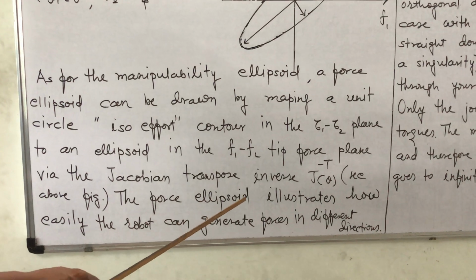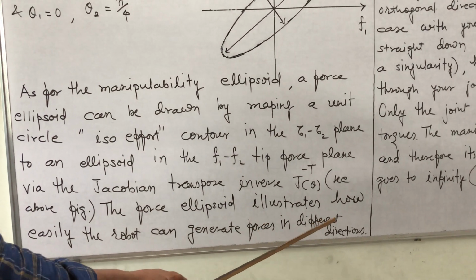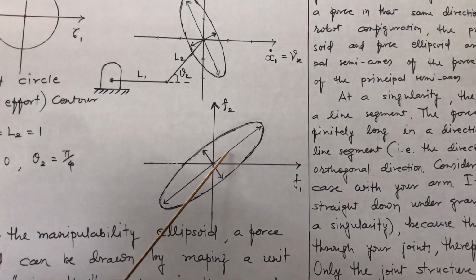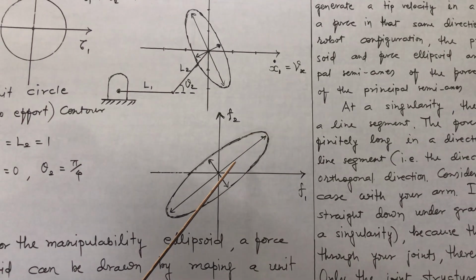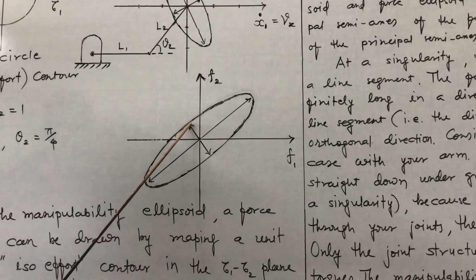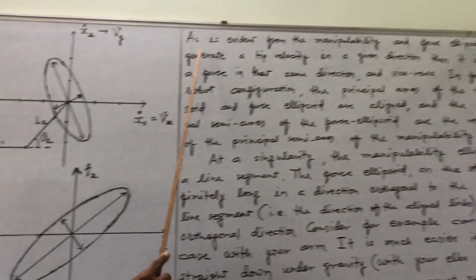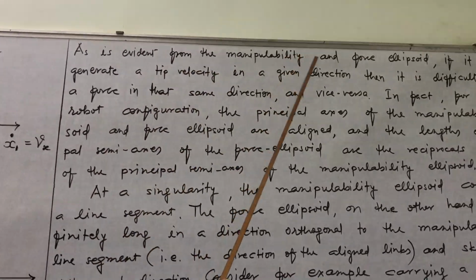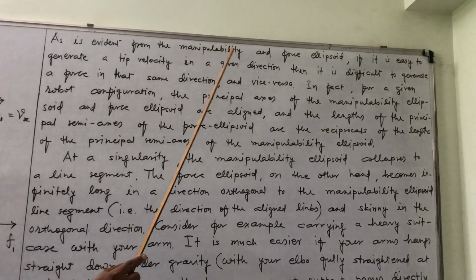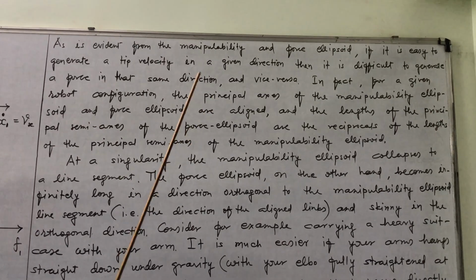The force ellipsoid illustrates how easily the robot can generate forces in different directions. From this figure we can see that in this direction we can generate maximum force, but in this direction we can generate this much force only, and in this direction we can generate the least force. As is evident from the manipulability and force ellipsoids, if it is easy to generate a tip velocity in a given direction, then it is difficult to generate a force in that same direction, and vice versa.